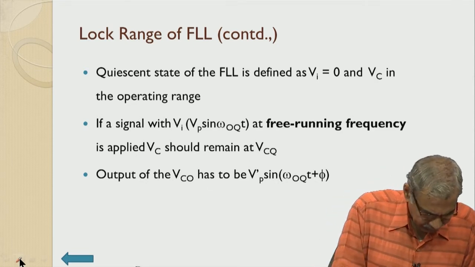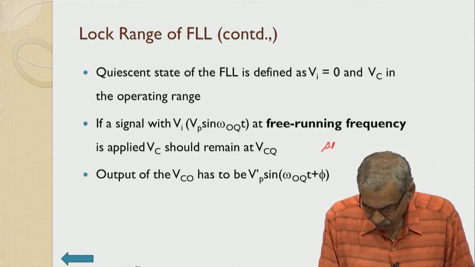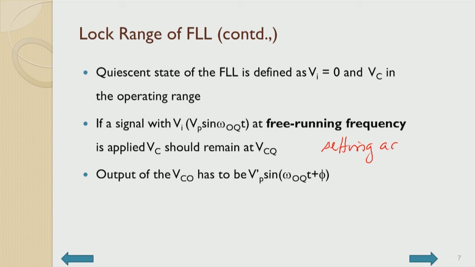So, setting a desirable omega not q is called tuning the PLL. This can be done by setting the VCQ value or setting the value of R and C that determines the free running frequency of the VCO. The output of the VCO, once again, has to be Vp dash sin(omega naught q t plus phi). So, this is the quiescent state of existence.